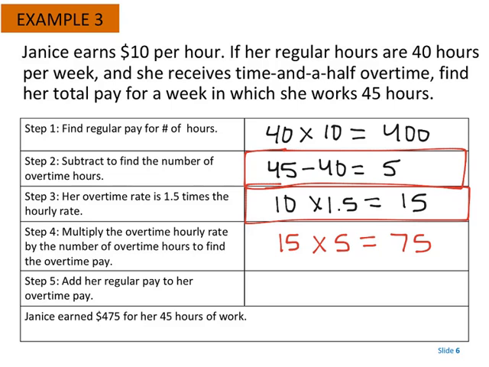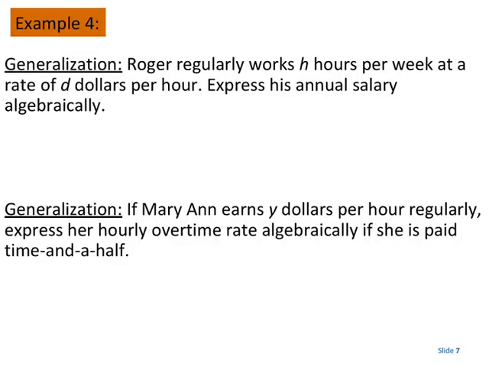So now we're going to figure out her total pay, like we said. She has her $400 from her regular hours, and now we're just going to add the overtime pay, which is $475 that she ended up making for her total week of pay. Okay, so that's our sentence right there: Janice earned $475 for her 45 hours of work.